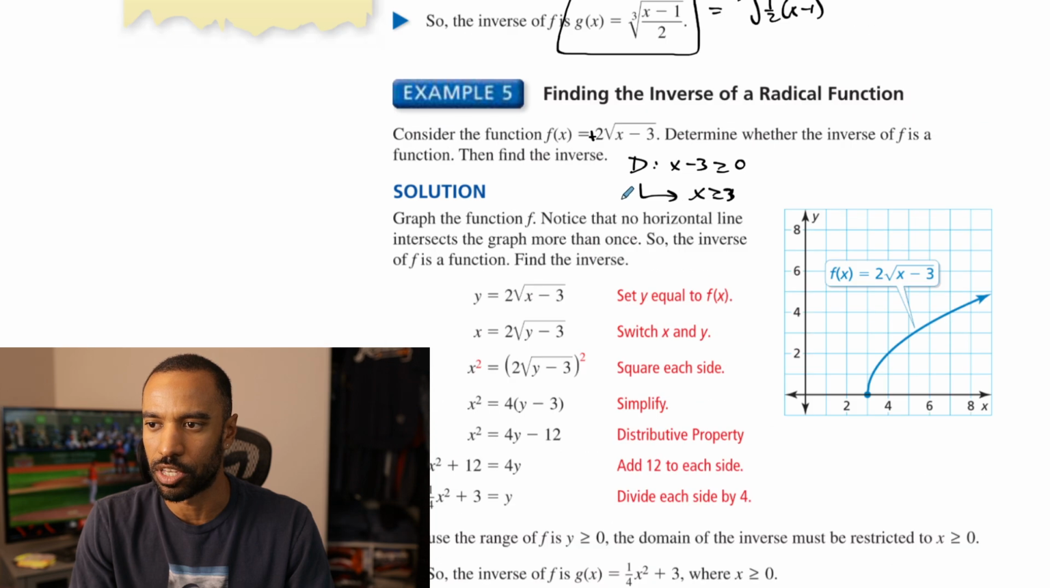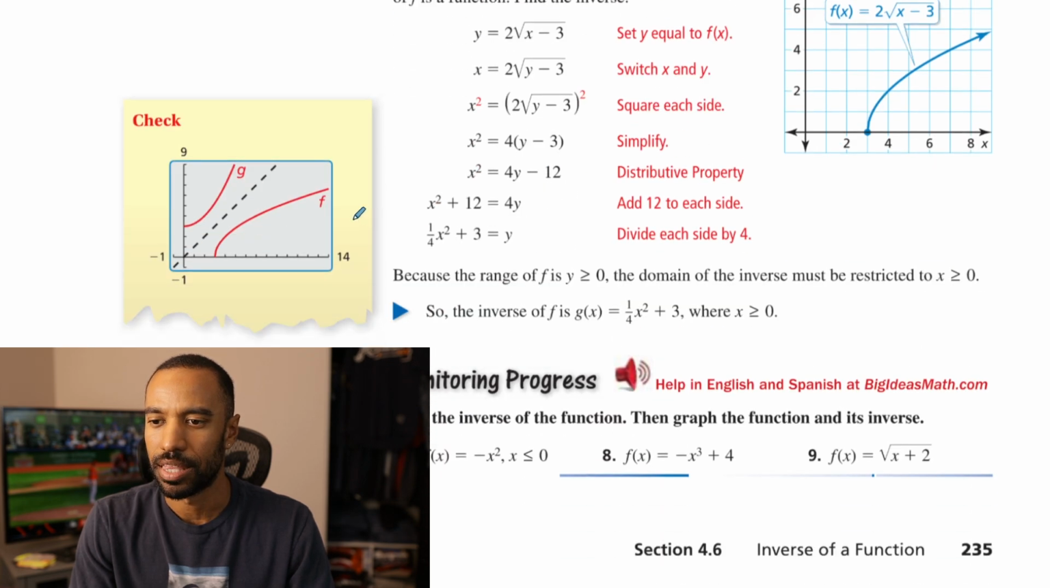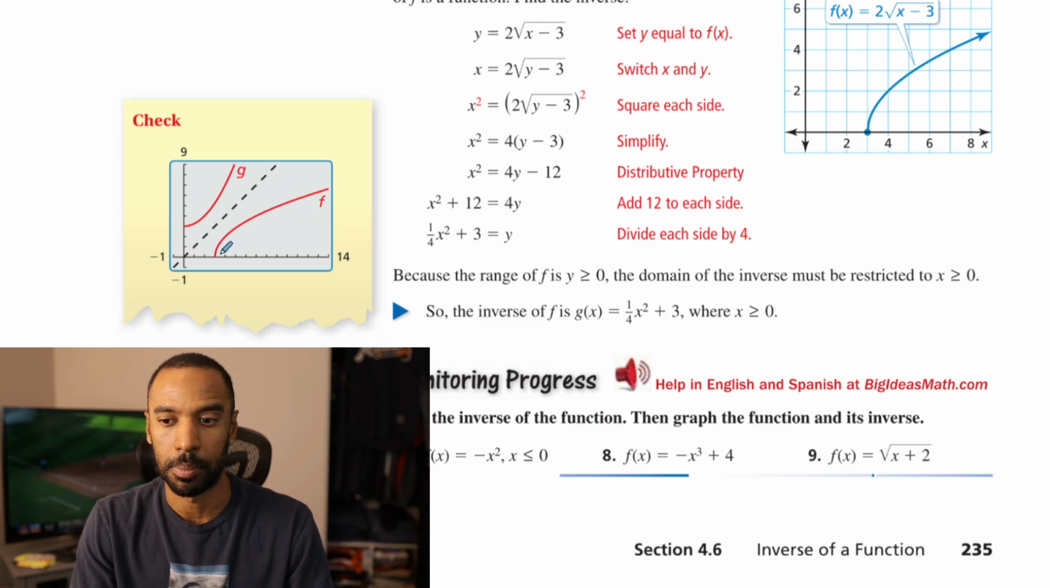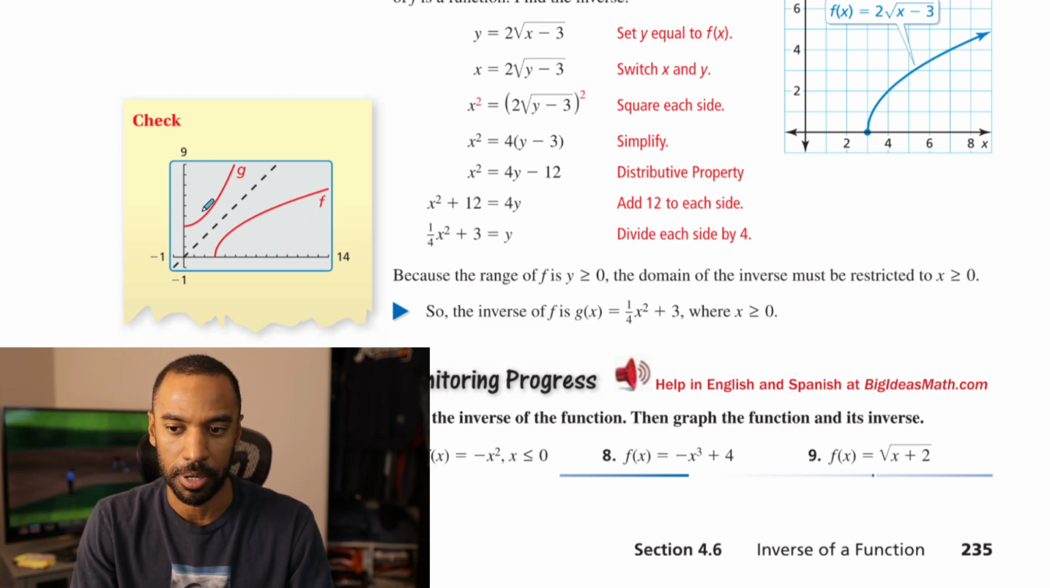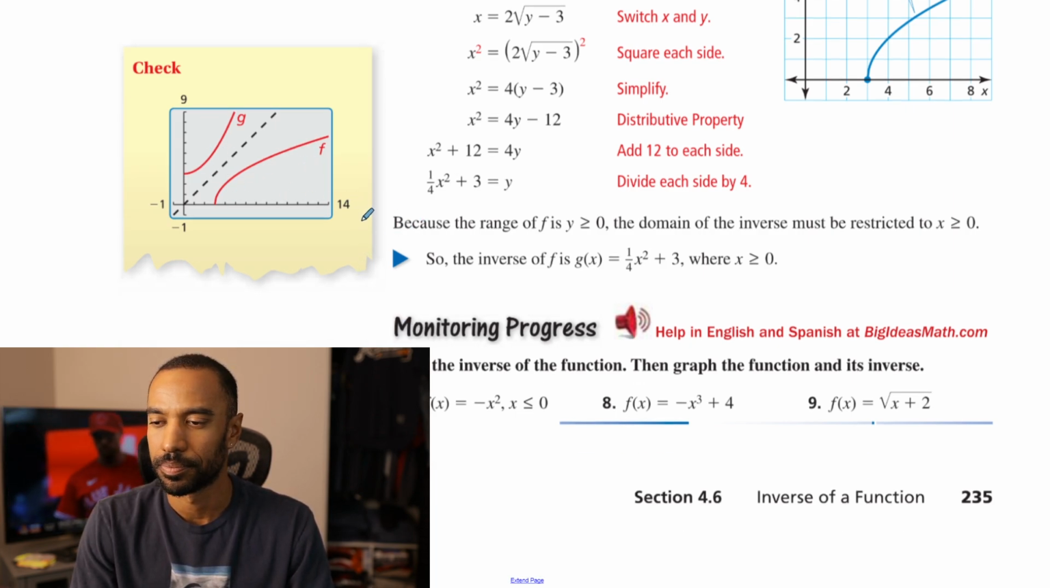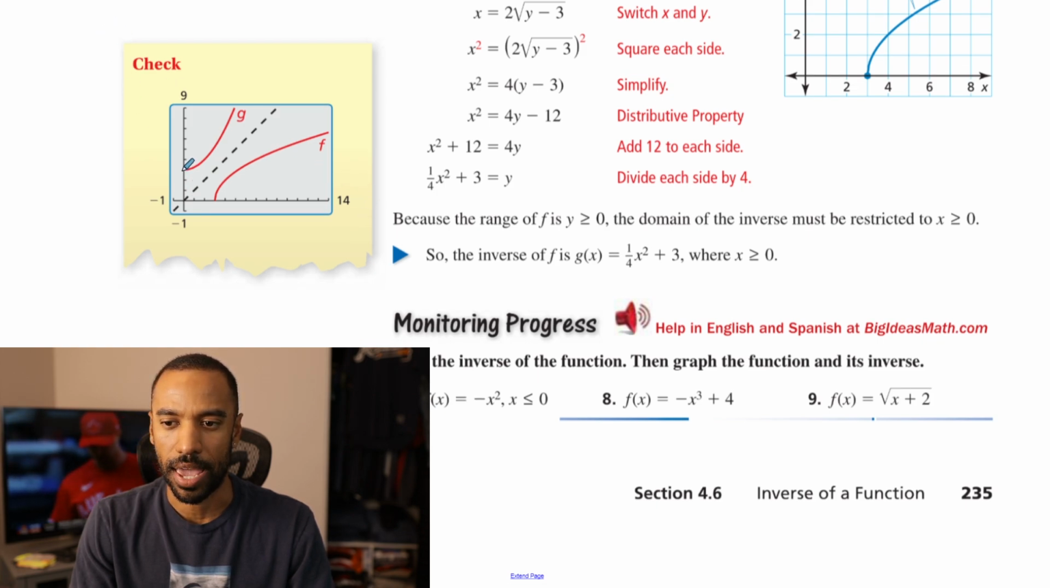Because the range of this one is y is greater than or equal to 0, then this one's domain is going to be x is greater than or equal to 0. So limited range on the original function would mean a limited domain on the inverse and vice versa. Limited domain on the original function is a limited range on the inverse. So this is y greater than or equal to 3 as well.